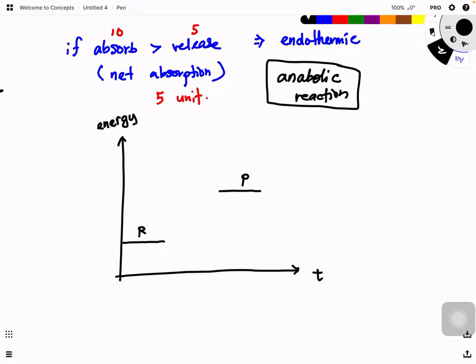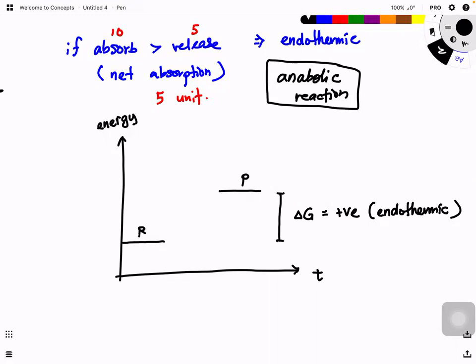In this case, you can see that this is the change in energy. The change in energy in biology, we call it delta G. So delta G is positive, which means that it is an endothermic reaction. So it's an energy-requiring process for anabolic reactions because the energy absorbed to break the bonds is more than the energy released by the formation of the bonds.